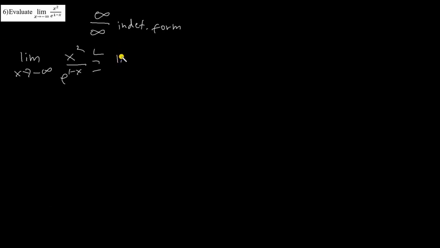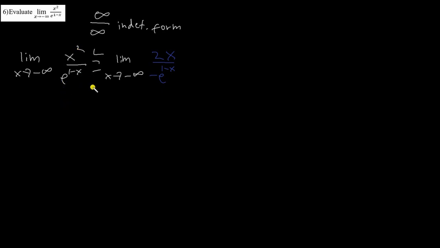Okay, for this last problem, we're going to evaluate this limit here. If we try plugging in negative infinity directly into the limit, we're going to get infinity over infinity, which is an indeterminate form. So that means we're allowed to use L'Hopital's rule here. I'm just going to rewrite what we're given in the problem. By using L'Hopital's rule, this limit is equal to the limit as x approaches negative infinity of 2x over negative e to the 1 minus x.